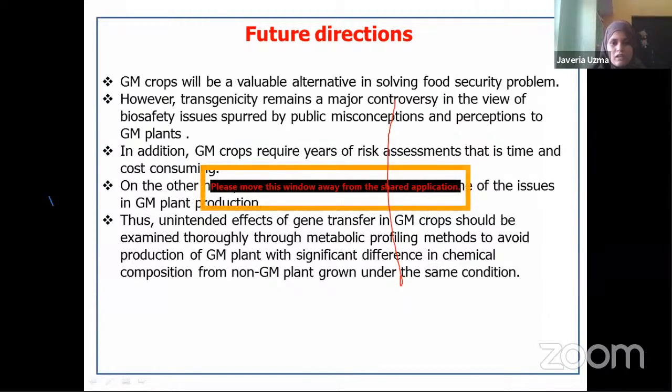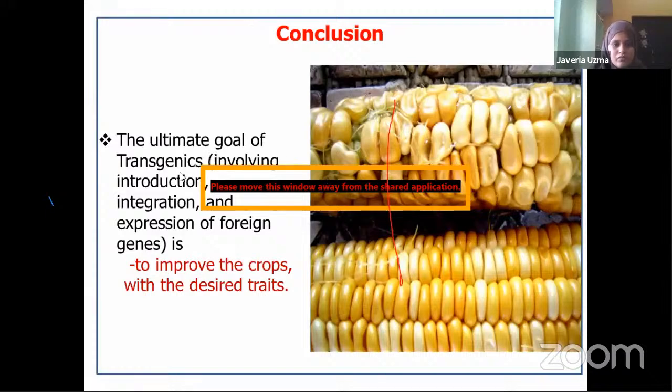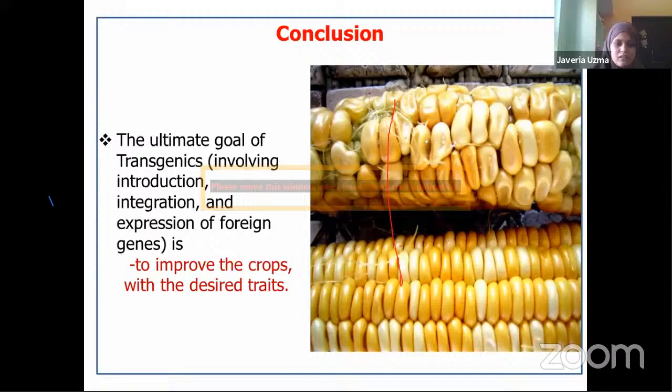So the conclusion is that the ultimate goal of transgenics, that is introduction, integration, and expression of a foreign gene, is to improve the crops with desired traits. So the ultimate goal is to improve plants and crops by introducing desired traits. In transgenics, you are introducing a gene, integrating it with the plant genome, and expressing that gene to improve the traits.